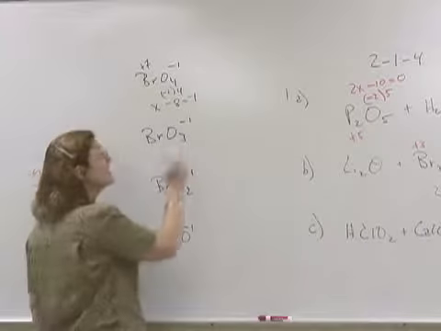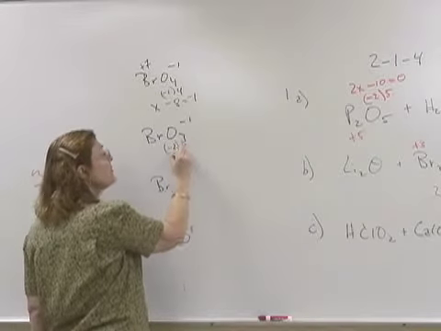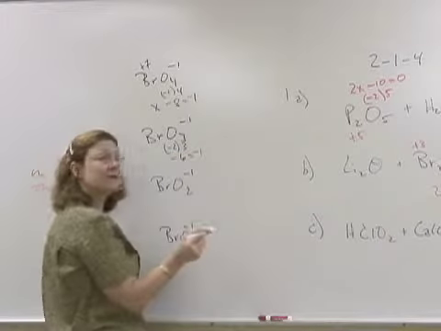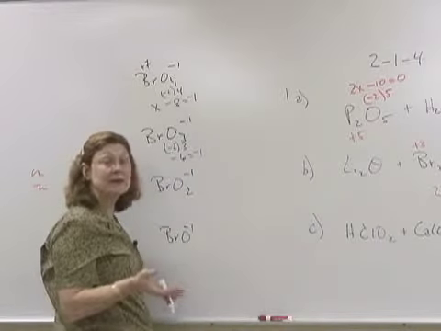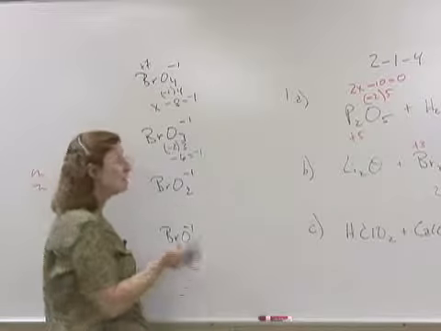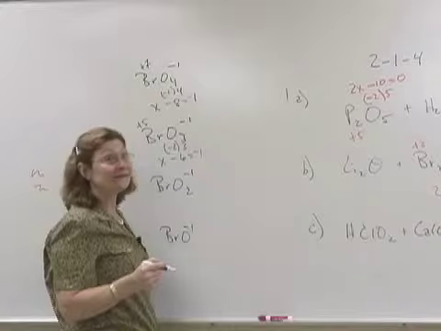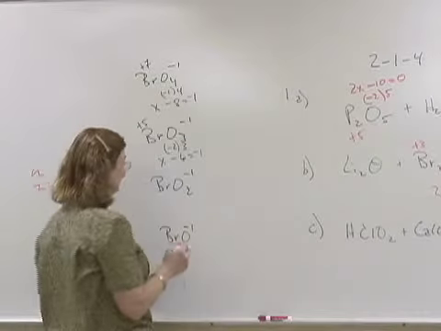Oxygen in bromate is -2. There are 3 of them. That gives me a -6. This polyatomic ion, as all the polyatomic ions on the penguin sheet, is -1. And in this case, bromine is +5. That's not the one I want either.